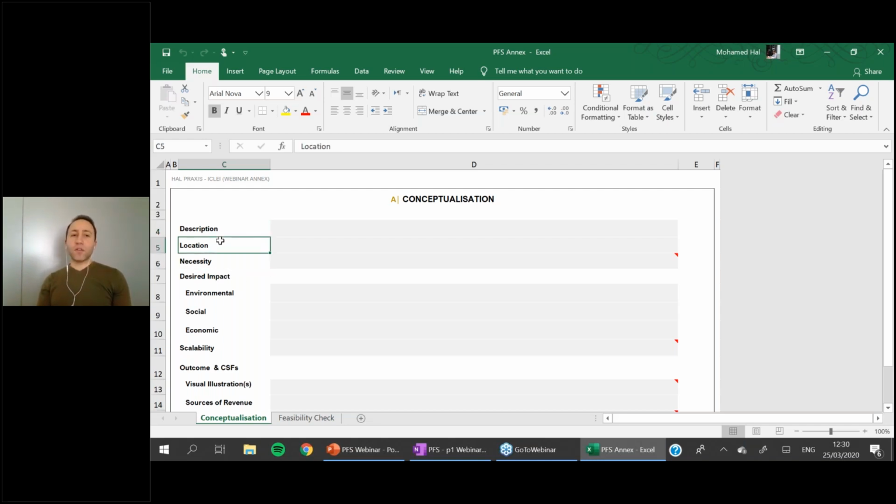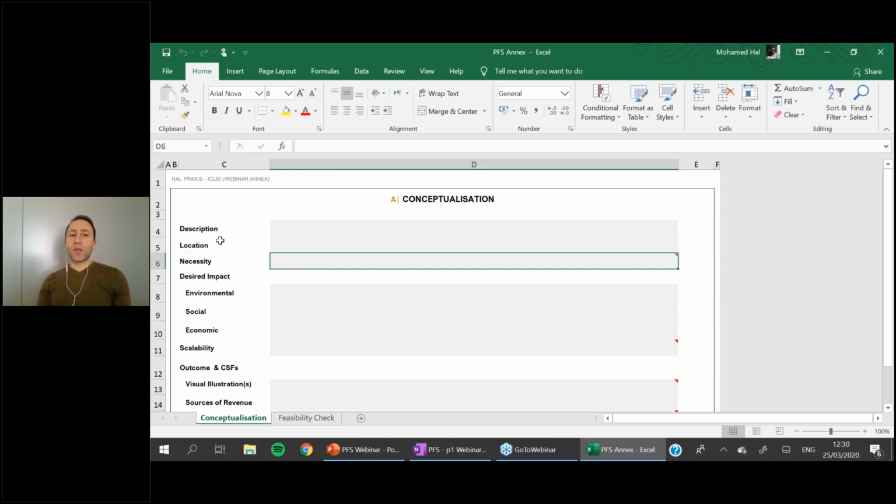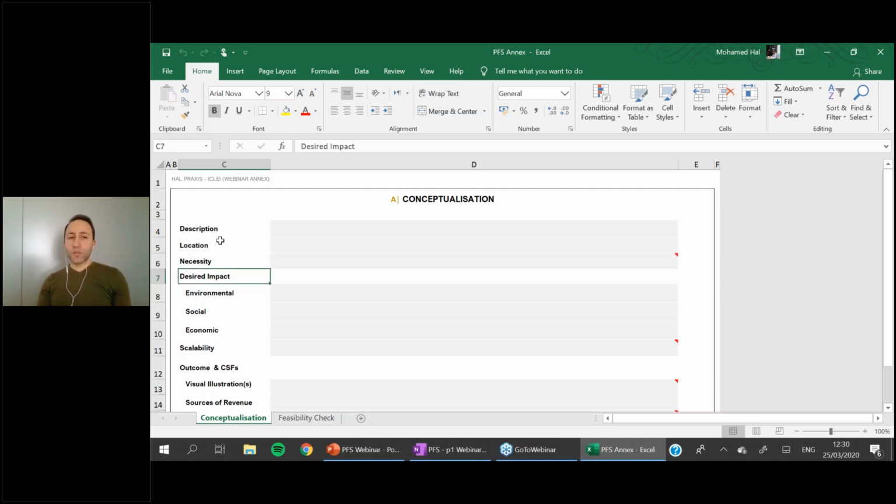Okay, there's some things that are easy. Okay, the location, the description, okay, but then comes the necessity. That's a tricky point. Why do we need it? And then you'll have to challenge a little bit yourself, writing why exactly this is very important. The desired impact. And what I'm saying here is not the full impact, the desired impact. Like, what exactly do you need to deliver to the environment, to the social, to people's life, employment, and so on, and economically, the 3 dimensions here.